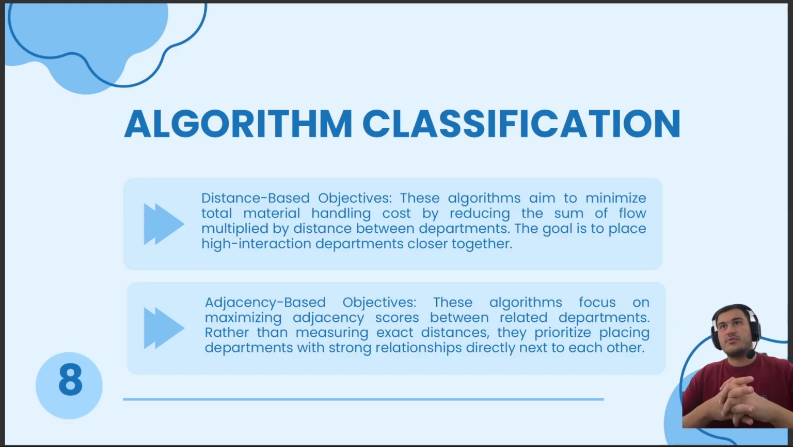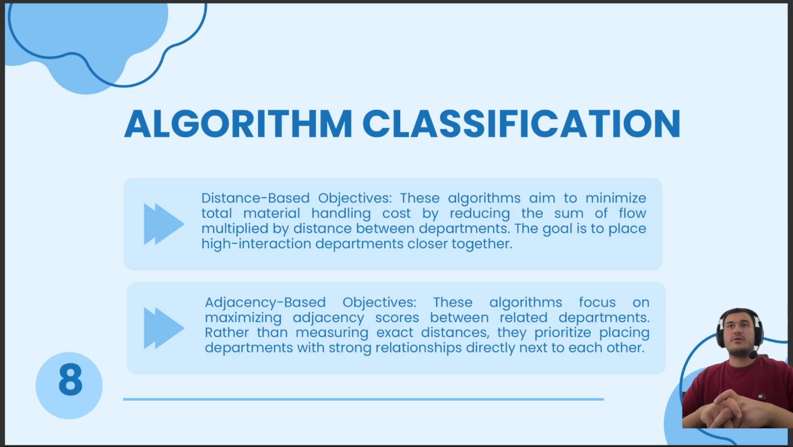In this part, we are going to talk about algorithm classification and key layout algorithms. Actually, we are going to talk about how modern computers solve these problems. These are the computer layout algorithms: distance-based objectives, adjacency-based objectives, and key layout algorithms like CRAFT, BLOCPLAN, graph-based methods, and MIP.